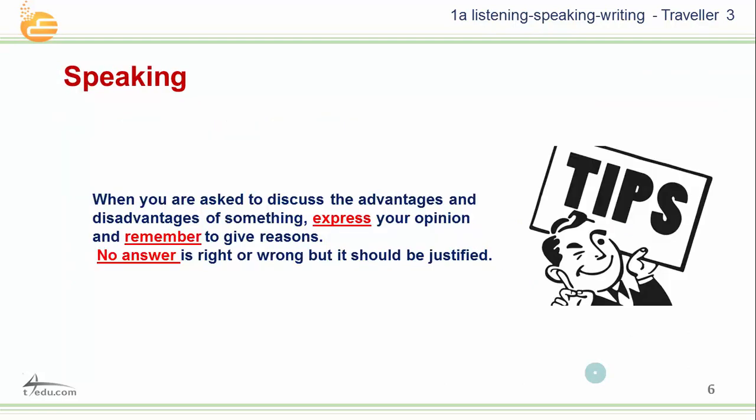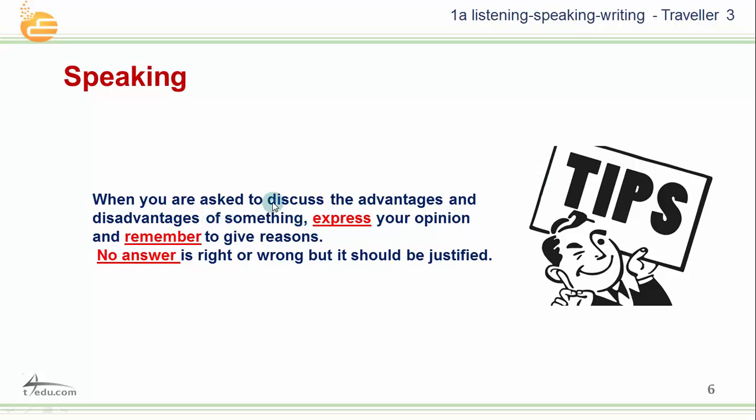Now, if we move on to the second part, which is about speaking, we need to run some speaking where we have advantages and disadvantages of something controversial. So before you do the speaking and say your opinion, if you support something, you say the advantages, and if you don't support the other thing, you may say the disadvantages. But there are tips to help you speak in a good way.